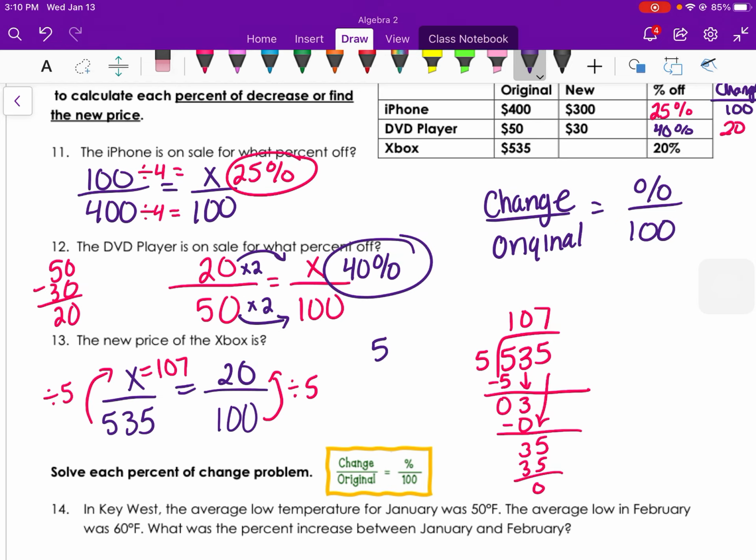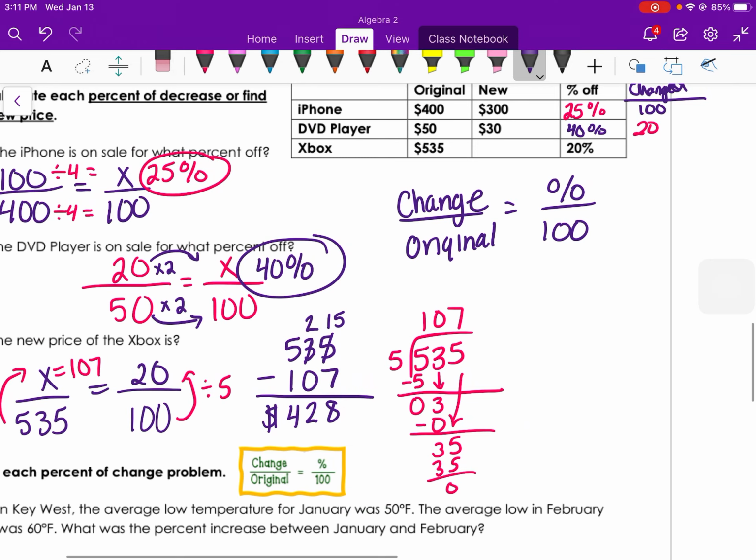So if my original price was $535 and I got a discount of $107, I would subtract to get my sale price. Here I would have to borrow from the 3, make this a 15. So I could subtract and get 8, and then 2 minus 0 is 2, and 5 minus 1 is 4. So my new price for the Xbox would be $428.